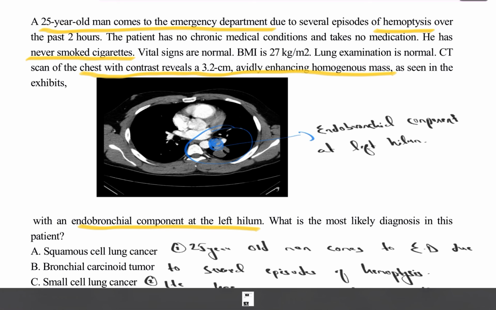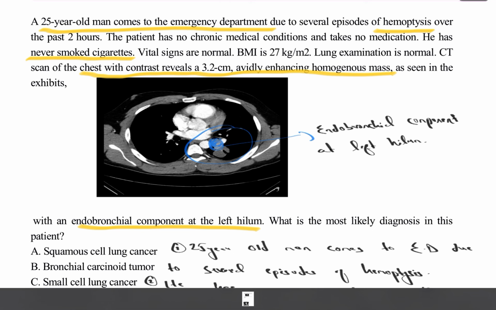Lung examination is normal. CT scan of the chest with contrast revealed a 3.2 centimeter widely enhancing homogeneous mass, as seen in this exhibit, with an endobronchial component at the left hilum. What is the most likely diagnosis in this patient?